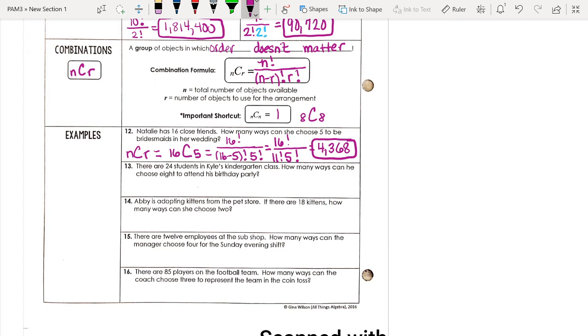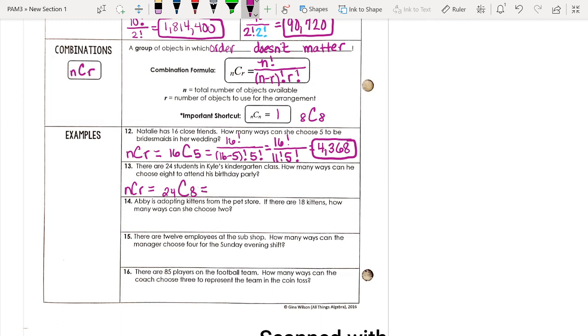Okay, here we go. There are 24 students in Kyle's kindergarten class. How many ways can he choose 8 to come to his party? When he chooses 8 to come to his party, the order doesn't matter. It doesn't matter if I choose you first or I choose you 5th. You still get to come to the party. So here's how it's going to work. We're going to do N C R. There are 24 students total. And then C for combination. And how many am I going to choose to come to my party? It says 8.